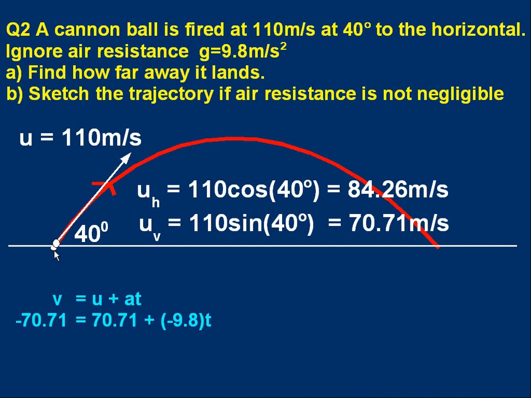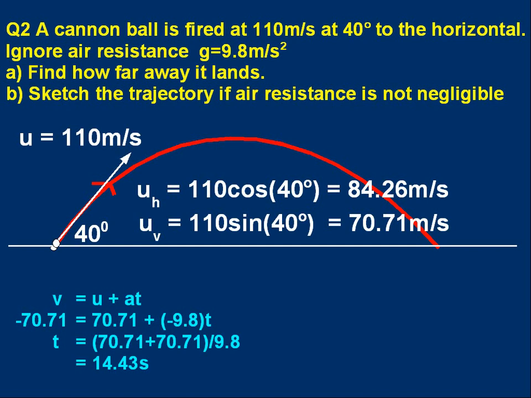Let's use v equals u plus at, considering the vertical components of velocity only. Well, the final vertical component of velocity when it comes back to the ground will be minus 70.71. The initial vertical component was 70.71, at is minus 9.8t. Do the arithmetic and you get 14.43 seconds. That's an intermediate step. So we know the hang time. It's been moving through the air for 14.43 seconds.